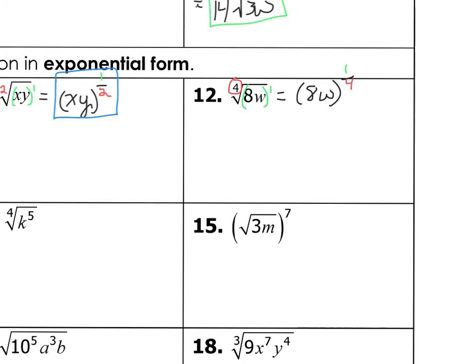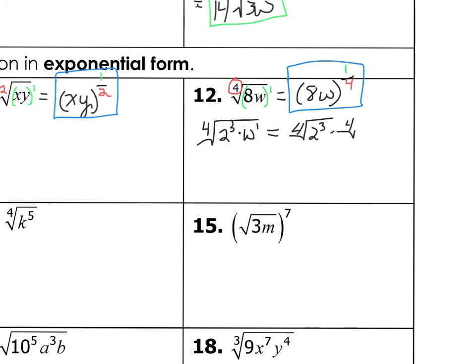But you could also do it a different way as well. So this is one possible solution. What's another way? If we looked at the original problem, the 4th root of 8w, instead of 8, we could write 8 as 2 to the 3rd, and then times w to the 1st. So we could split this into 2 different radicals, which in some cases might be something that you might want to do.